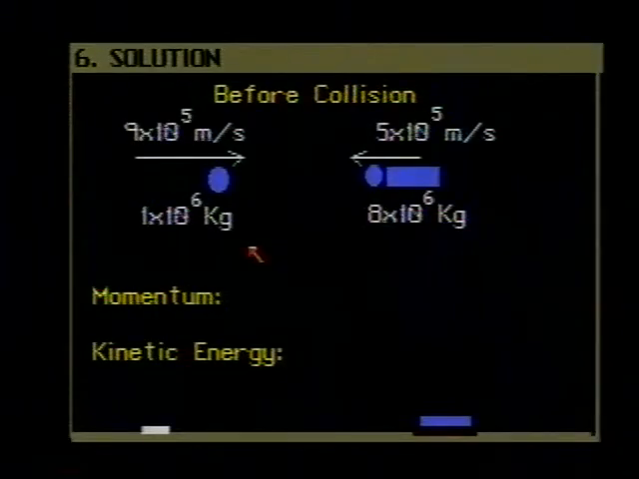We're going to solve this problem by applying the law of conservation of momentum and also by using the fact that in a completely elastic collision, the kinetic energy of the system after the collision is equal to the kinetic energy of the system before the collision. Before I plug in any numbers, I want to make some substitutions.